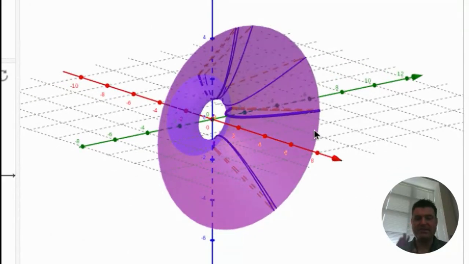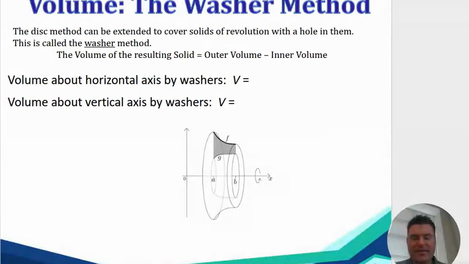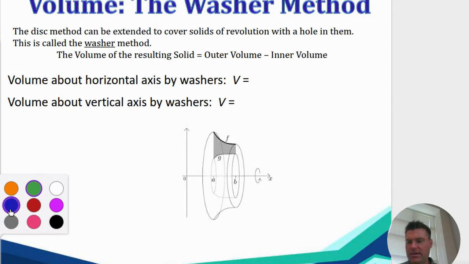This washer happens to have a hole that goes right through the middle. All the washers don't have to have a hole that goes all the way through. As long as there's any open space as we rotate it, it's going to become a washer. Now that you can visualize what these washers look like, let's go ahead and give you the formulas here.